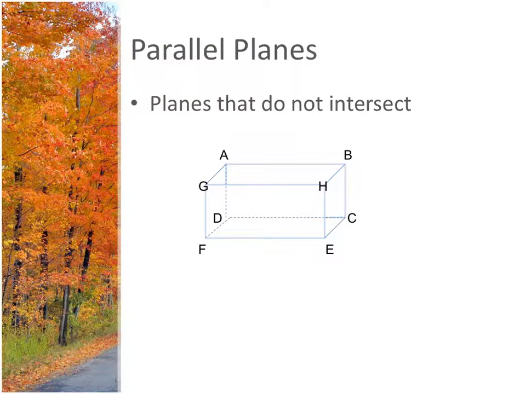Parallel planes are planes that do not intersect. So if you think about a box, the top and the bottom, the front and the back, the left and the right would all be parallel planes.